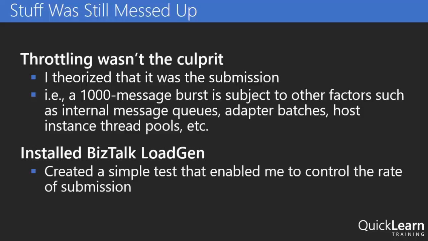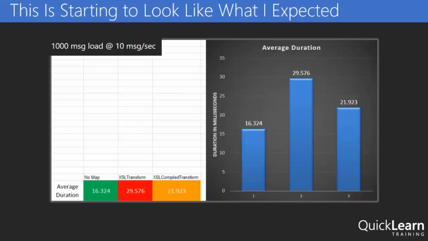Probably one of the easiest ways to control that rate of submission is using a tool called BizTalk LoadGen. Grab BizTalk LoadGen off the internet, install it, and I set up a very simple test where I could control that rate of submission. Instead of throwing 1,000 messages at BizTalk all at once, I set up LoadGen to submit 1,000 messages at a rate of 10 messages per second. And once I'm submitting at that rate, and I'm not running into all of those other influencing factors, I'm finally seeing the sort of results that I expected all along. No map, 16 milliseconds. Compiled transform, 21 milliseconds. XslTransform, 29 milliseconds, on average across the 1,000 instances.